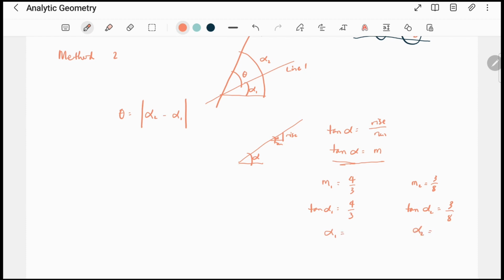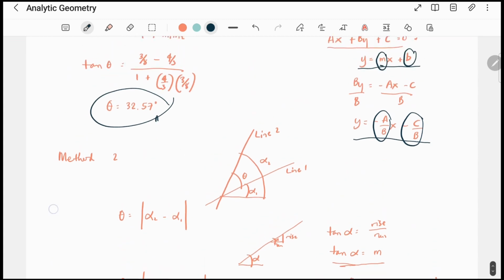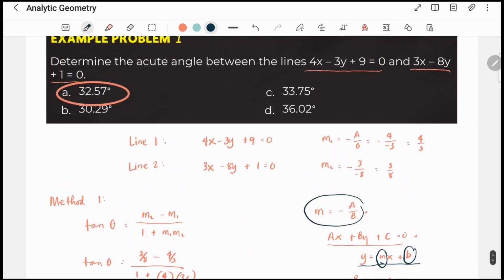And bali, ang mangyayari is that alpha 1 is equal to 53.13 degrees. And alpha 2 natin is 20.56 degrees. Okay? So, ayun. So, mas malaki pala si alpha 1 compared kay alpha 2. So, again, okay lang kasi nga naka-absolute value man tayo. So, bali, theta is equal to alpha 2 natin is 20.56 degrees minus 53.13 degrees na alpha 1. So, bali, ang mangyari, theta natin is 32.57 degrees. So, ito na nga yung ating sagot, which is pareho lamang yung sagot natin sa method 1. Okay? So, again, yung ating answer ay letter A, and that is 32.57 degrees.